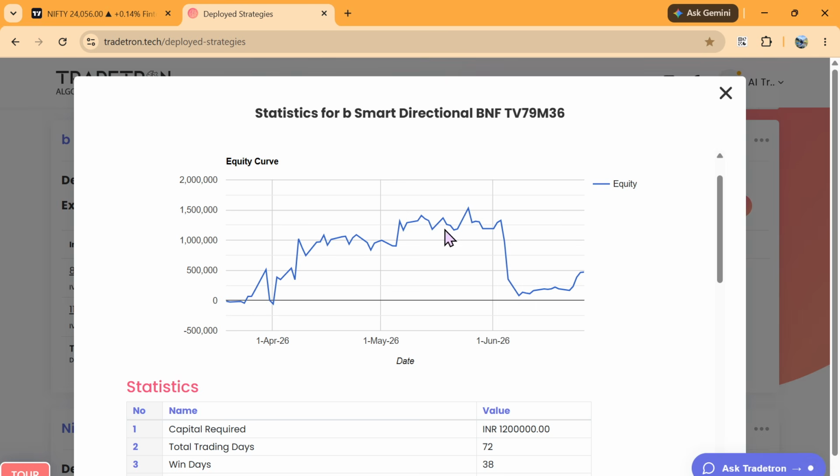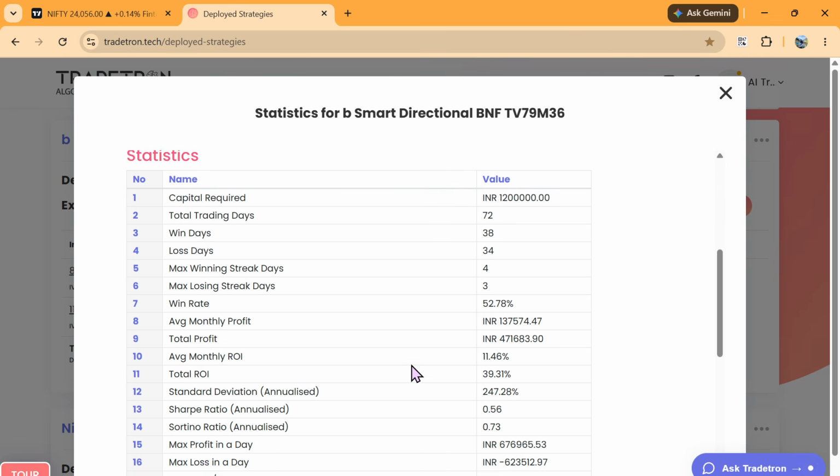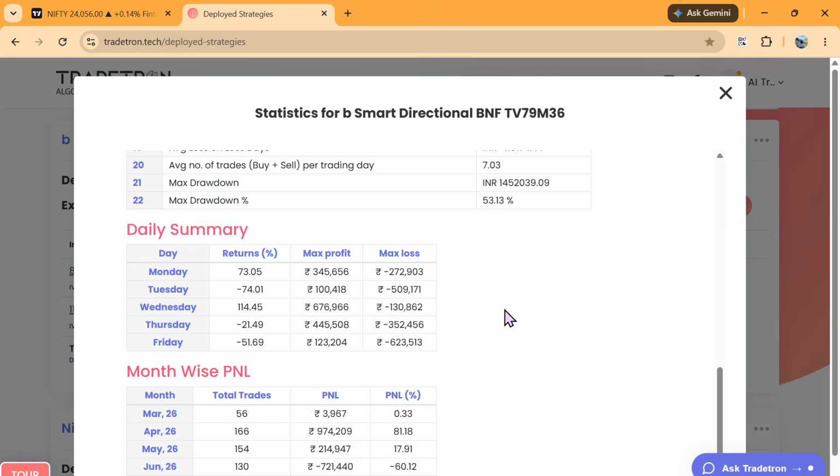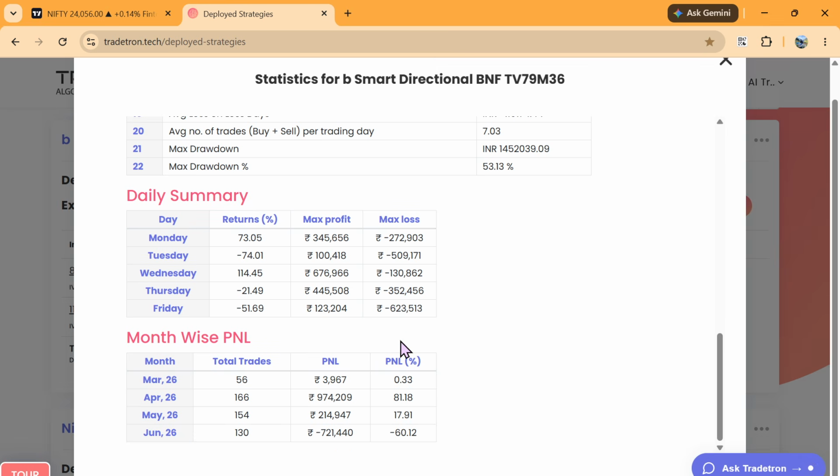If it had been running on 4 for quite some time, it would have easily made money, and you would not have seen this drop. So greed and mismanagement of money is something we have to look at. The win rate is the same, but the average monthly ROI would have changed, and the total ROI would have changed. All these parameters would have changed. You can see on Monday and Tuesday when it made money and when it lost money, but it is now unreliable because I have changed the multiplier multiple times.